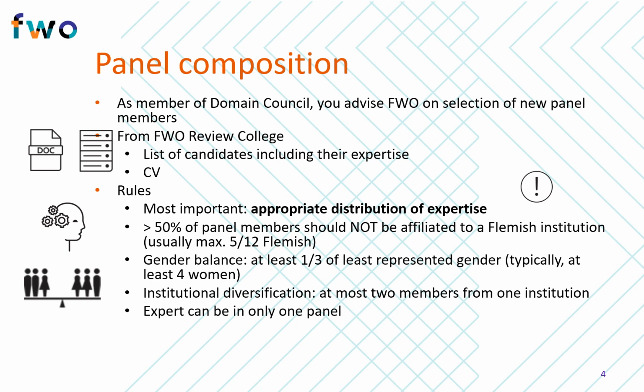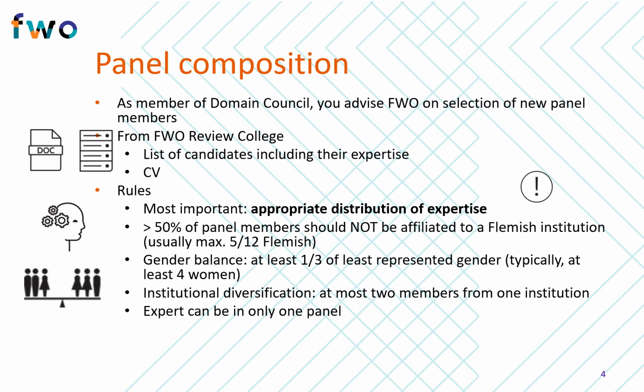Secondly, we aim to have international panels, so the majority of panel members should not be affiliated to a research institution in Flanders. In practice, this usually means that at most 5 out of 12 panel members may have Flemish affiliations. In recent years, we have generally seen the number of Flemish members in the panels go down. To be clear, FWO does support the selection of Flemish members and finds it valuable that experts with knowledge about the local research landscape are part of the panel.